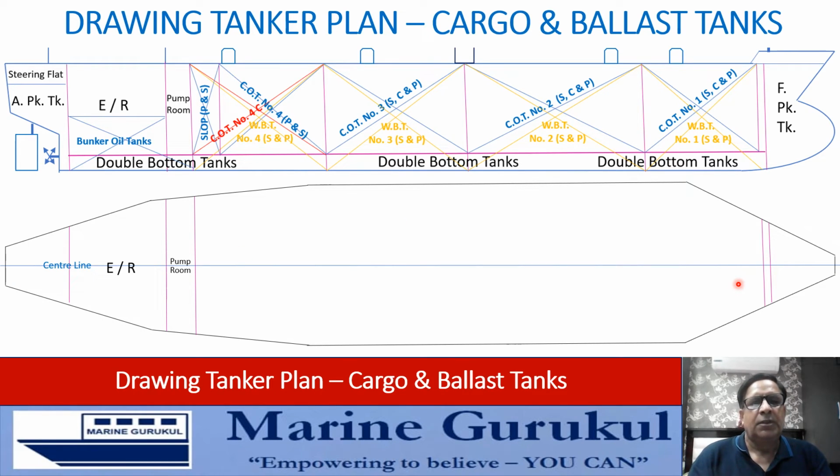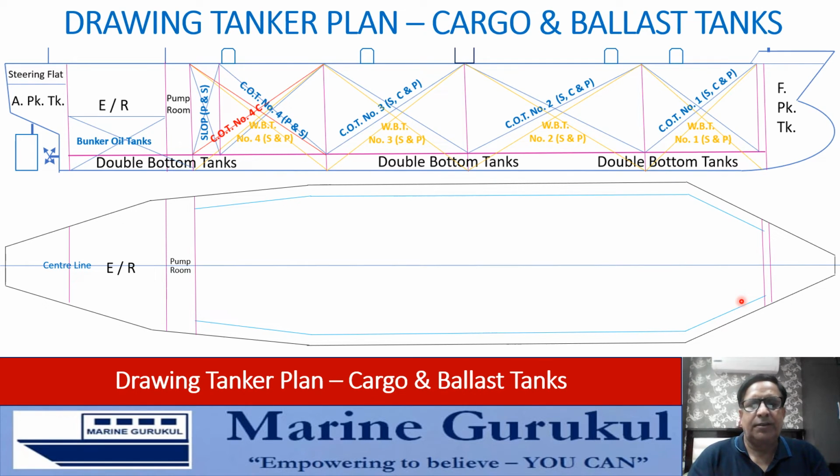Now we mark the center line of the vessel, so this is the center line of the ship. Now we draw, since it's a double hull tanker, the double sides would be from the cofferdam to the pump room. So now we draw the inner sides of this tanker, and you can see the inner side coming up on the port side. This is the inner side coming up, and likewise we draw the inner side on the starboard side.